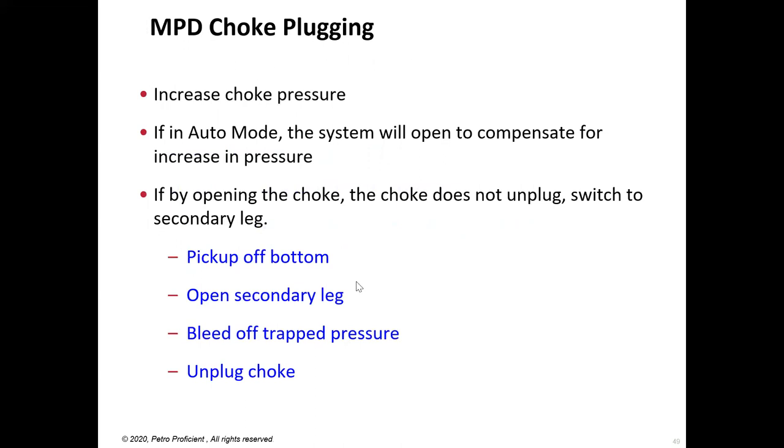Now, MPD choke plugging. The chokes from where you are flowing can get plugged, and a plugged choke can cause an erratic pressure increase in your well. Imagine that your choke is controlling the bottom hole pressure, and you suddenly see an increase in pressure in automatic mode. You have to examine the possibility of the choke being plugged by solids from your fluid. This can happen, because the fluids returning from the well have mud cuttings and solids, so they need to be monitored. And if opening the choke does not unplug it, then switch to the secondary leg.